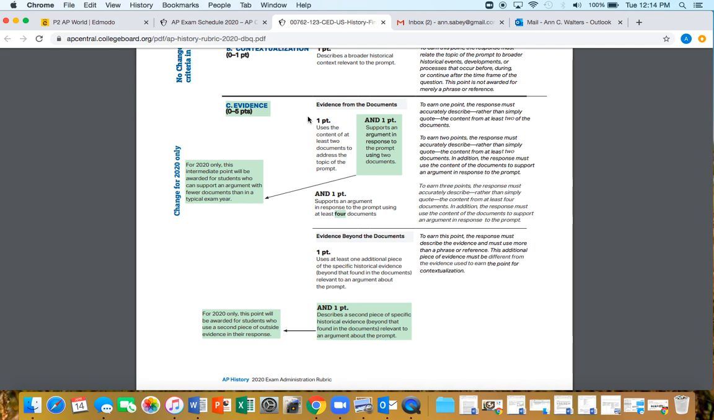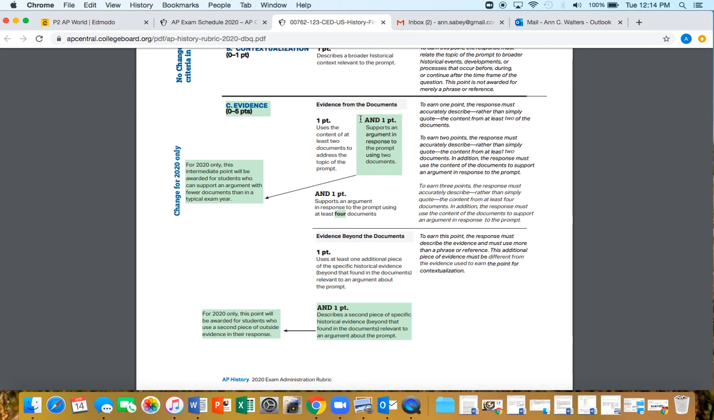So if you simply just summarize 2 documents in your DBQ and you cite them with parentheses, you put Doc 1 or Doc 2. If you simply just summarize and cite them, you can get 1 point, showing that you used evidence.